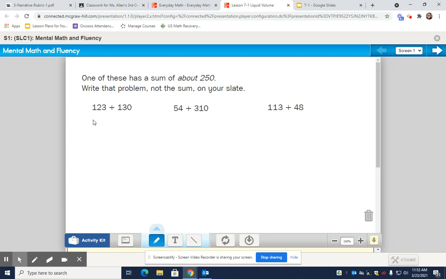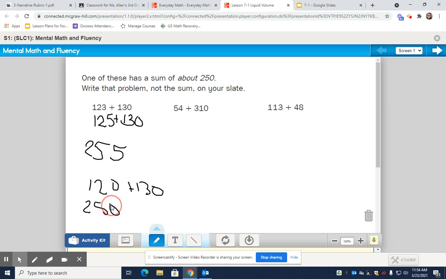I would round this one right here to 125. And I think I would keep this maybe at 130 because I can do some quick adding here. In my ones place, that's a 5 and a 5 and a 2. That's me. You could have done this very differently too. You could have said 120 and 130, and you could have then said 2, 5, and 0.